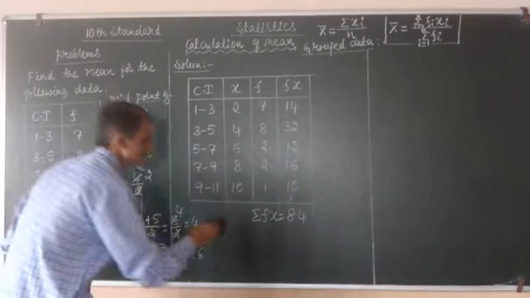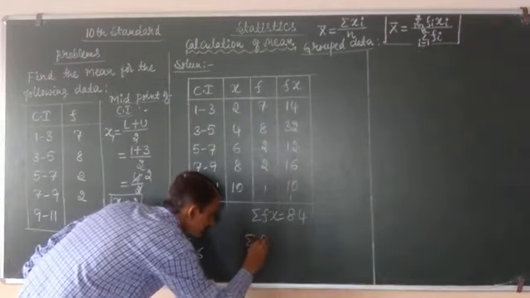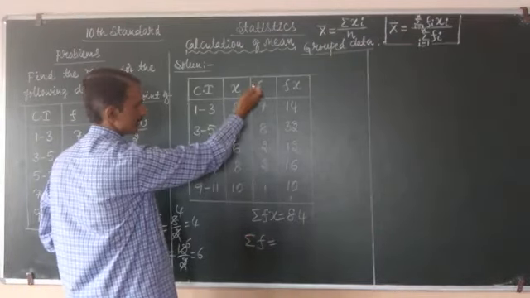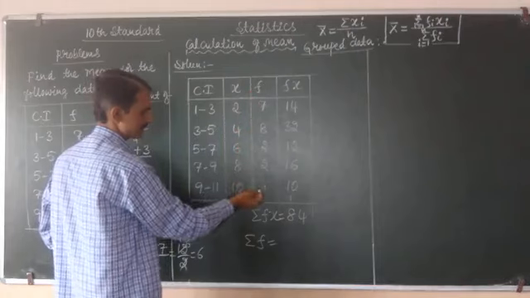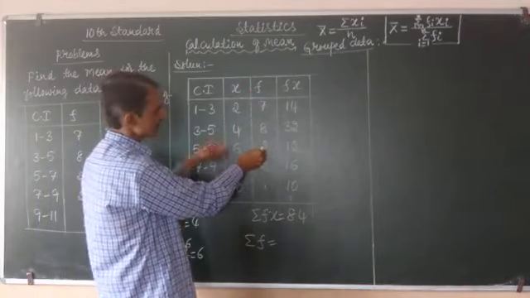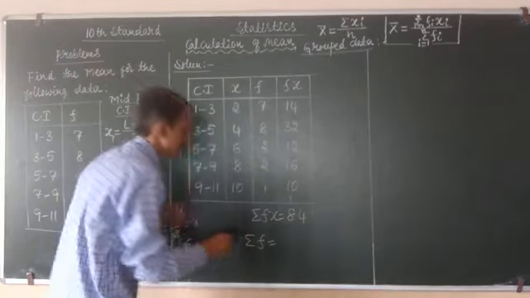Now sigma f. So here we have to add the frequency. 1 plus 2 is 3, 3 plus 2 is 5, 5 plus 8 is 13, 13 plus 7 is 20.